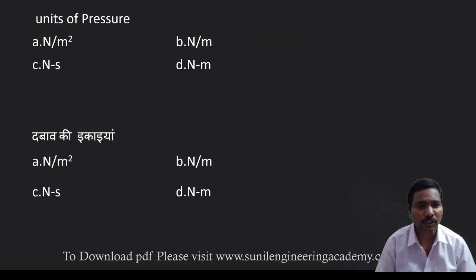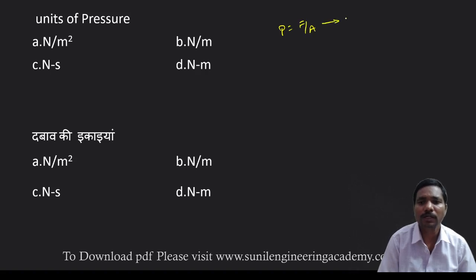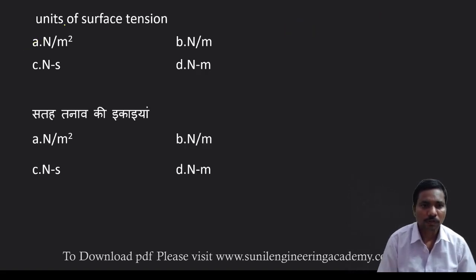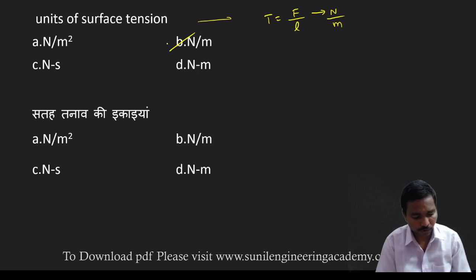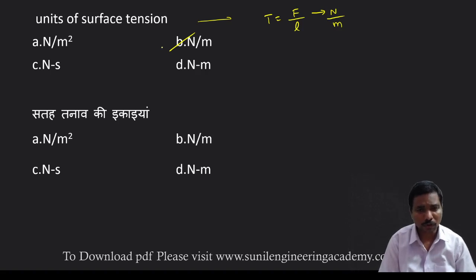Coming to the next question, units of pressure. Just now I have given, if we know the formula, we can easily get the answer: Newton per meter square. Surface tension is force by unit length, force in Newton, length in meter, so Newton per meter. So the answer is option B. No need to remember by heart. I think you got the idea.